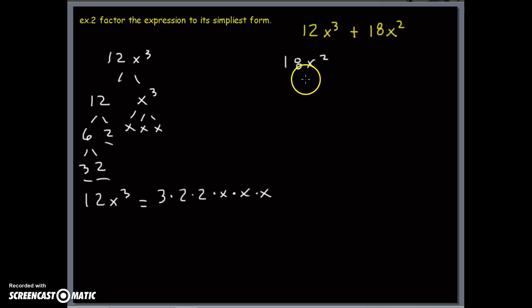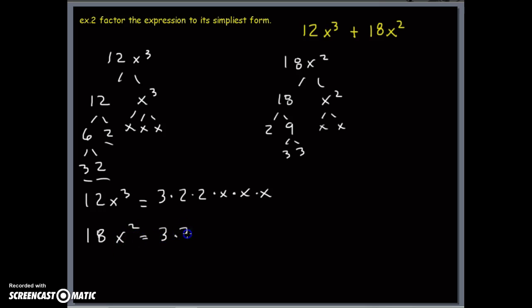And now for 18x squared. We've got 18 times x squared. For x squared, we've got 2 x's being multiplied. For 18, let's just say 2 times 9. And then for 9, 3 times 3. So for 18x squared, the prime factors are 3 times 3 times 2 times x times x.